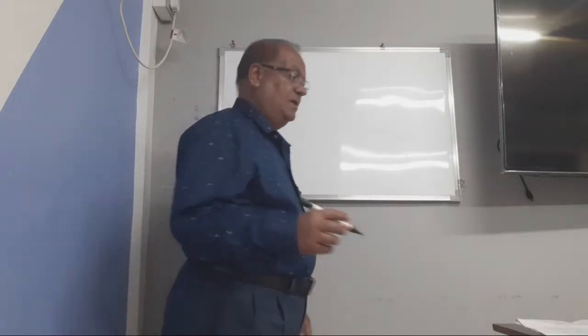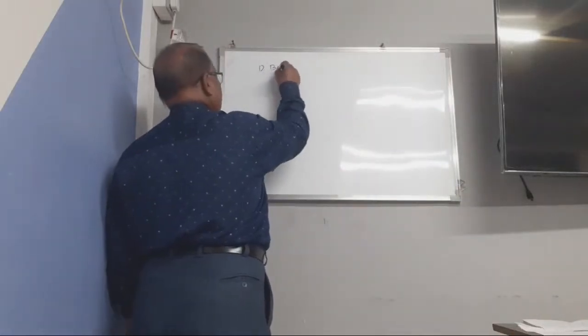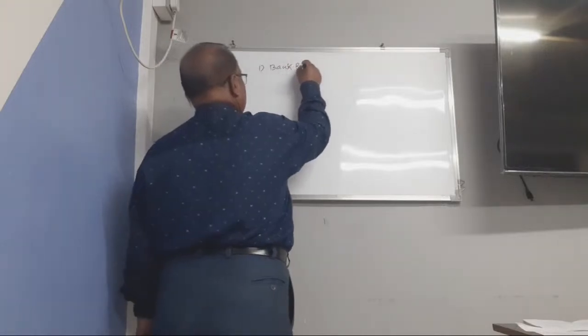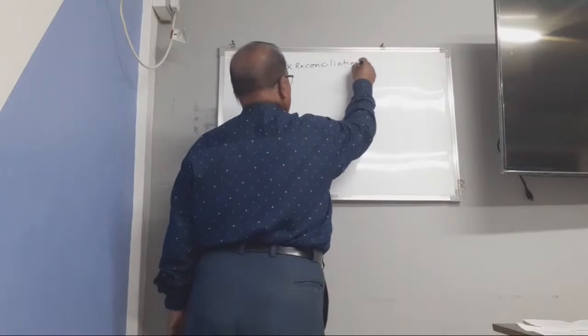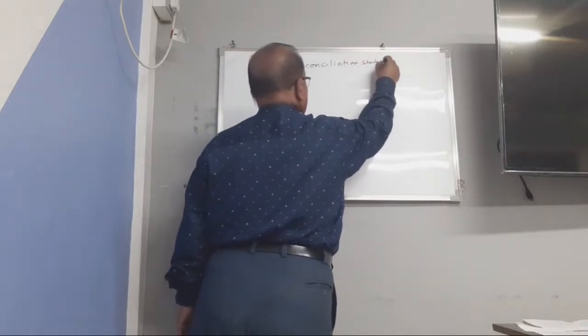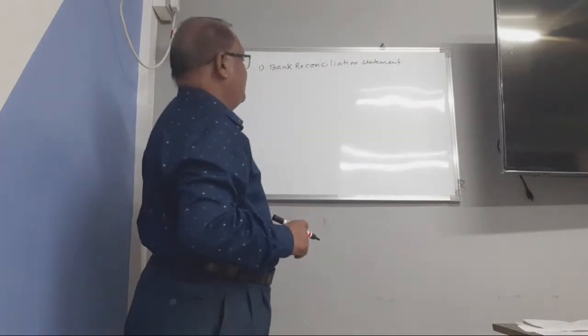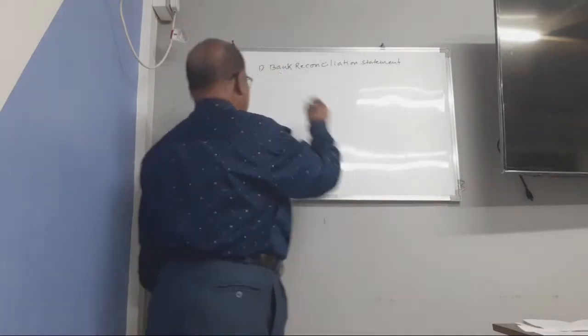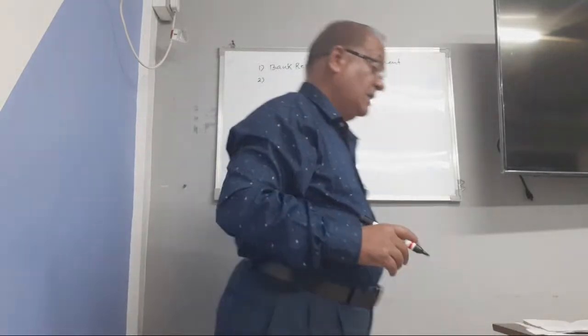In third year, there are three units. First unit is bank reconciliation statement. On this topic, they will ask you one question which carries 20 marks. Another topic which is given to us is accounts of partnership firm.